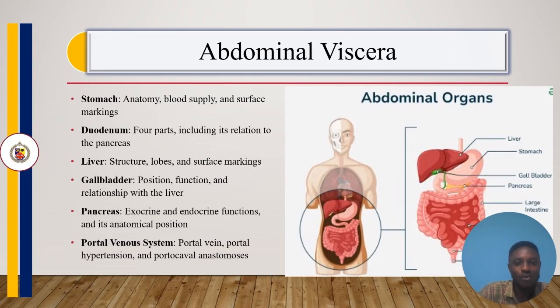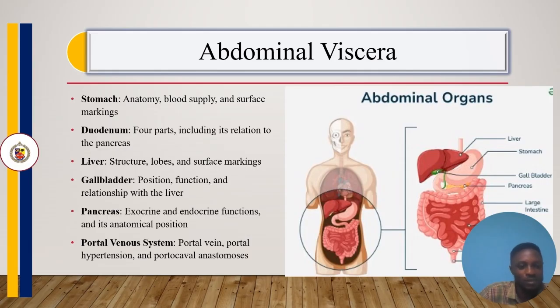Also, we'll be looking at the abdominal viscera, that is every organ that is located in the abdomen, in which we have the stomach, the duodenum, the liver, the gallbladder, the pancreas, and the portal venous system. For the stomach, we'll be looking at the anatomy, the blood supply, and the surface markings. And in the duodenum, we'll be looking at the 4 parts, which include its relation to the pancreas.